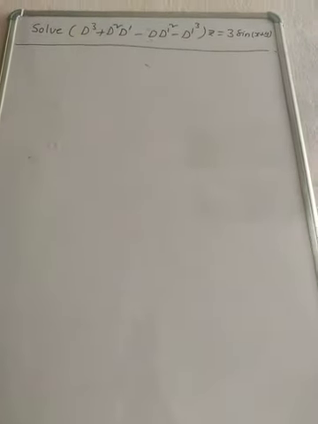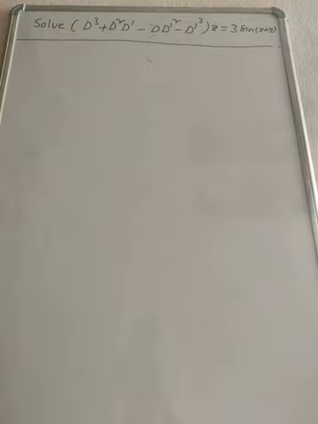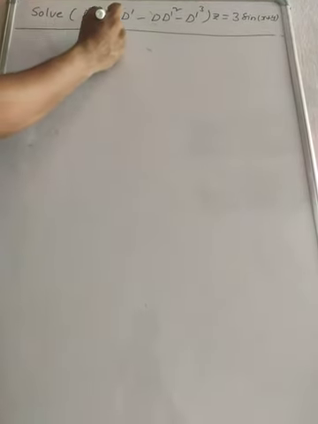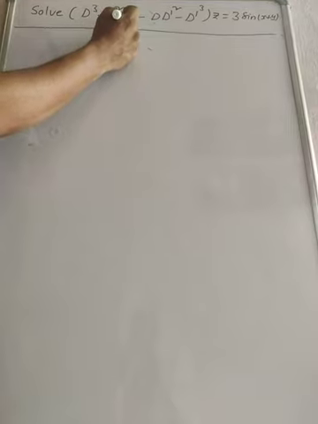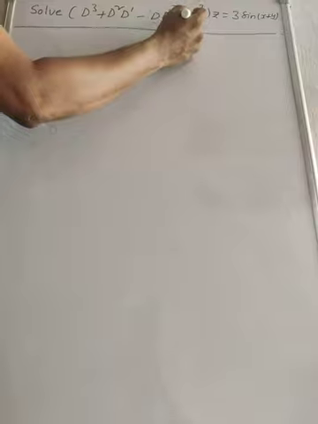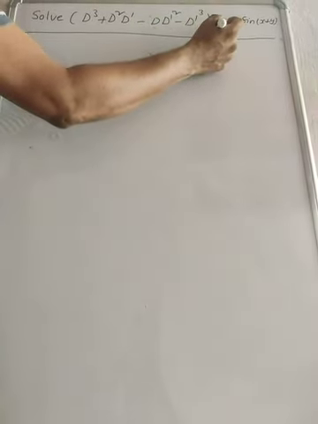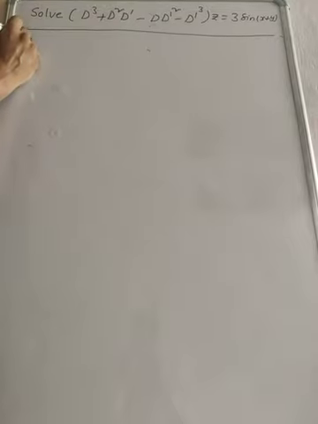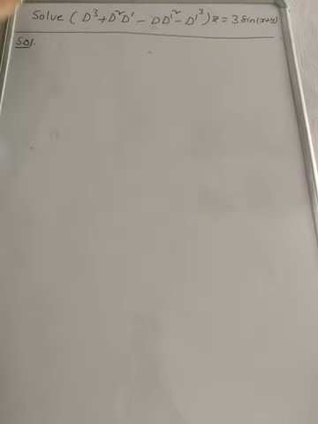Now I will explain another problem on case 2. The problem is: solve (D³ + D²D' − DD'² − D'³)z = 3 sin(x + y). Solution. First we write the given equation.